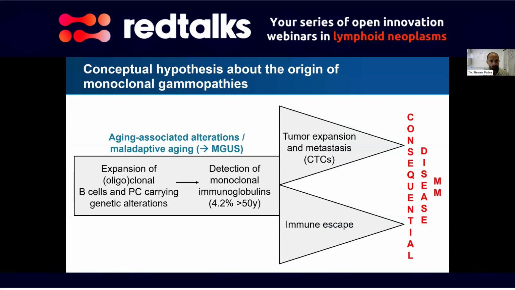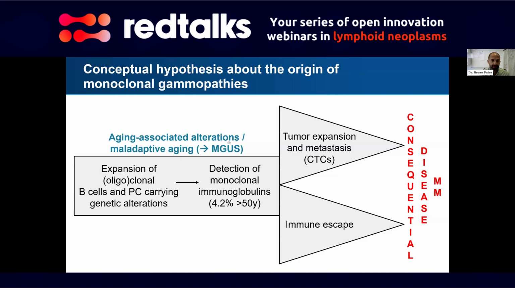In this slide, I summarize a personal conceptual hypothesis about the origin of monoclonal gammopathies, in which the expansion of oligoclonal B cells and plasma cells that often carry important genetic alterations such as translocations, hyperdiploidy, somatic mutations in oncogenes, with the subsequent detection of a monoclonal immunoglobulin that is as frequent as more than 4% in individuals aged over 50. This could be no more, no less than aging-associated alterations or maladaptive aging, or eventually something that we all know and frequently define as a monoclonal gammopathy of undetermined significance.